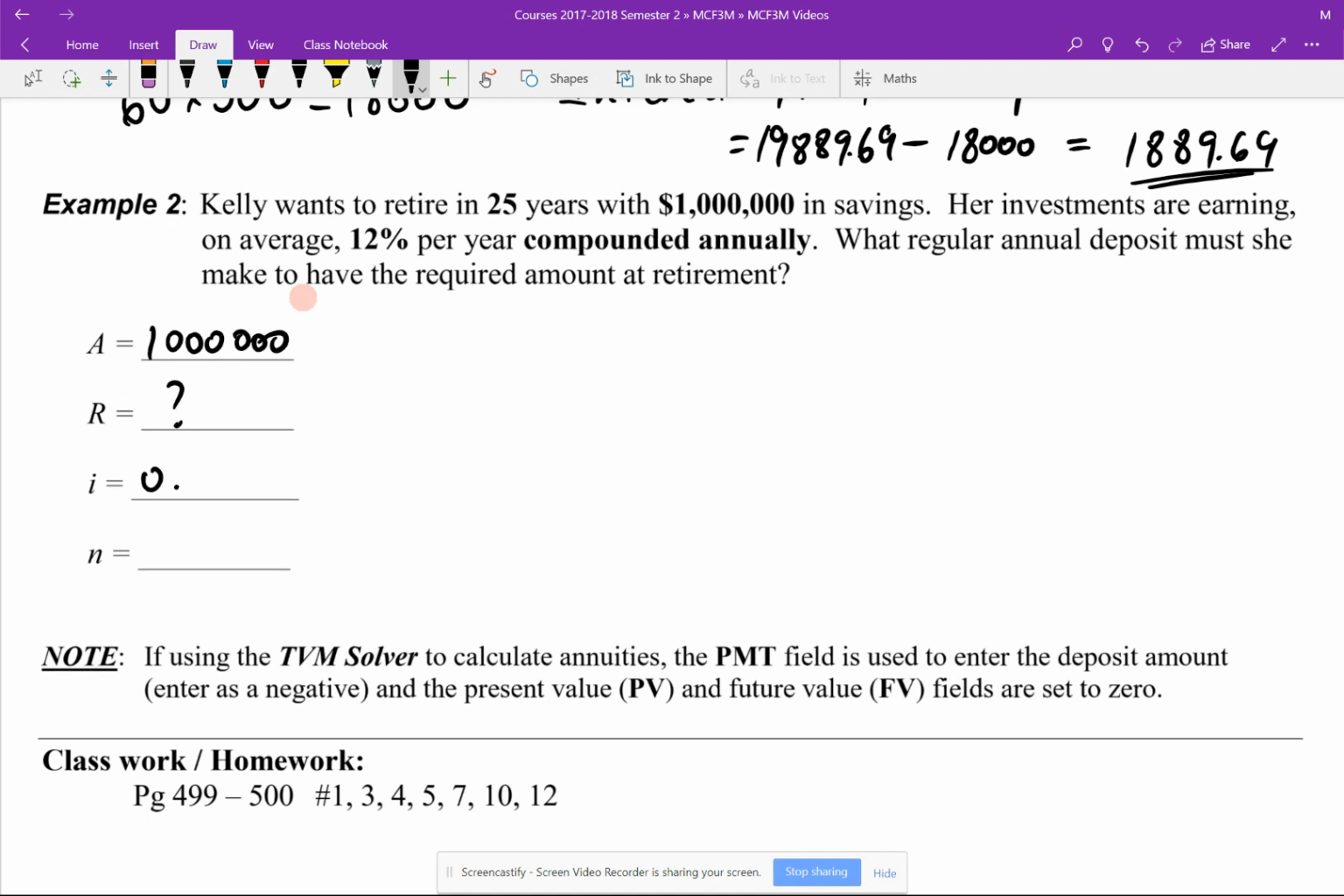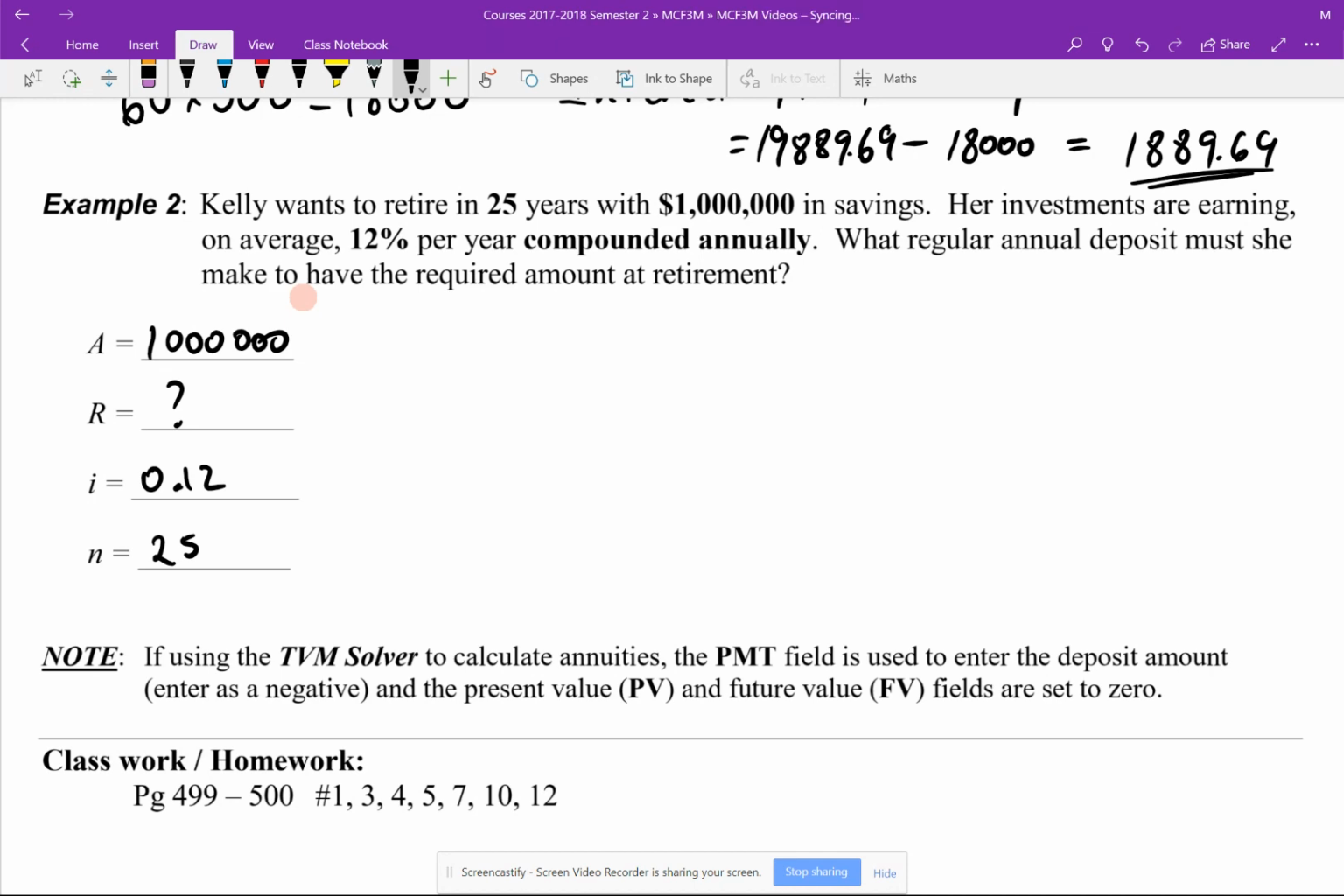The interest is 0.12 because it's 12%. Convert that to a decimal. Always convert it to a decimal, even in the annuities section here. And the number of years here is 25, so n is equal to 25. This is a yearly period, compounded annually, once a year. How much money do you have to put into the account every single year?